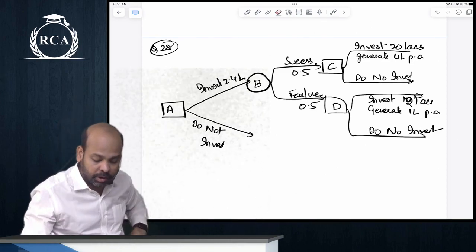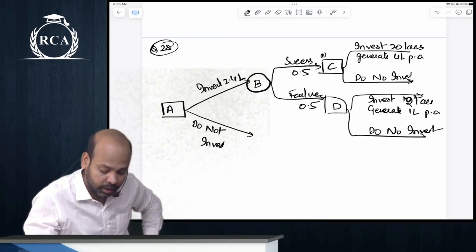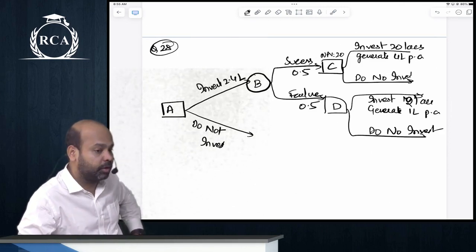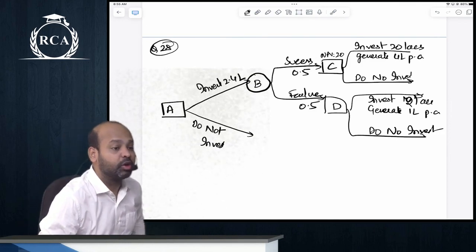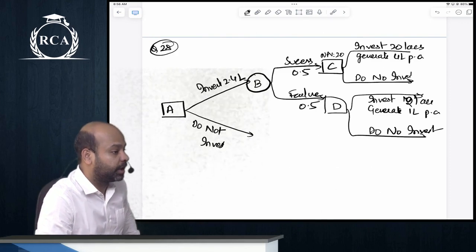Yes. No doubt about it, beta. Here the most better way. What is a better alternative here? Invest. If you invest, you will get an NPV of 20 lakhs. How NPV of 20 lakhs? Present value of cash inflows is 40 lakhs. You will have to invest 20 lakhs. The differential amount is 20 lakhs.